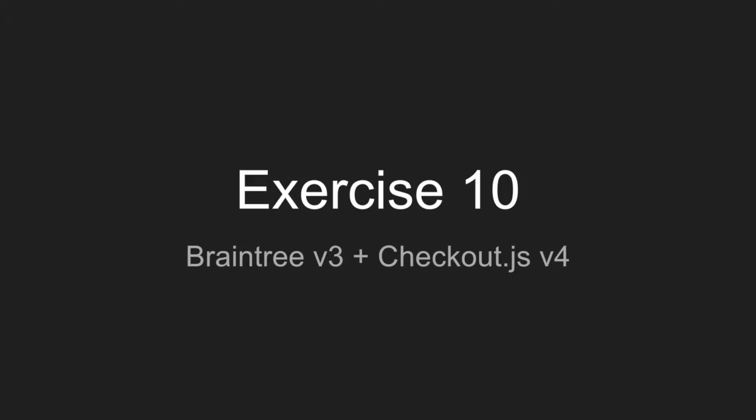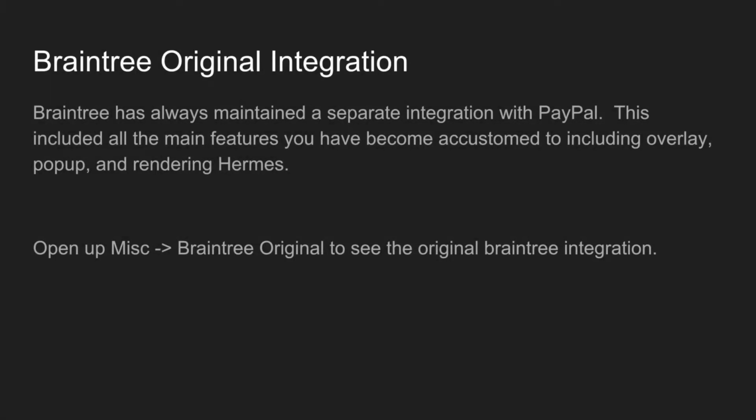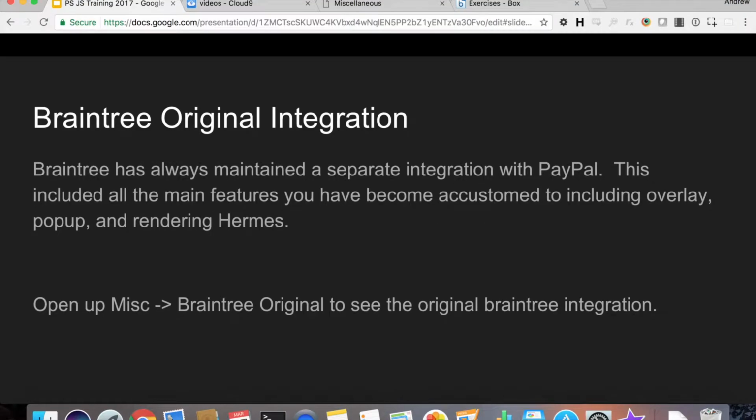All right, so now we're going to do an exercise using Braintree JavaScript SDK version 3 and Checkout JS version 4. So originally, Braintree has always maintained a separate integration with PayPal. This included all the main features that you have become accustomed to, including the overlay, the pop-up, and rendering Hermes. So let's open up the MISC Braintree original HTML file to see exactly how the original integration with Braintree works.